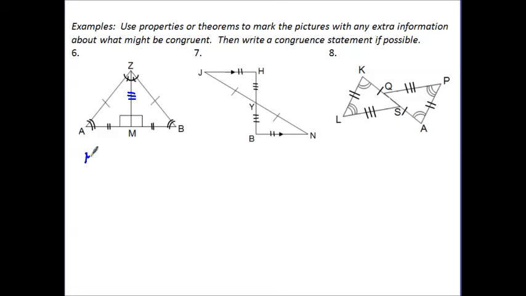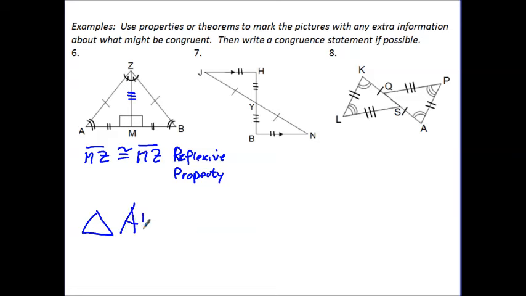So segment MZ is congruent to segment MZ, and this is the reflexive property. And with this we have marked all corresponding parts congruent, and therefore we can now write our congruent statement. Triangle AMZ is congruent to triangle BMZ.